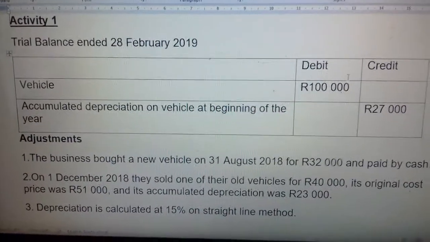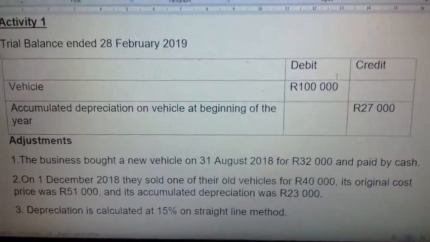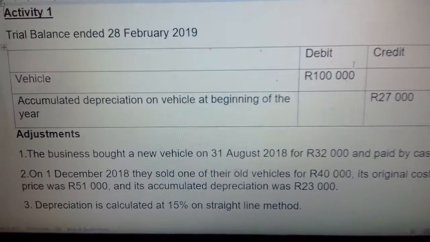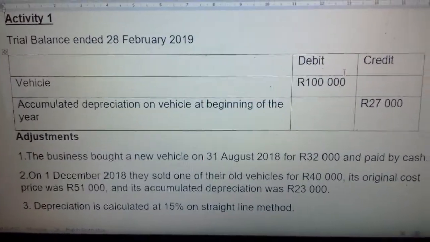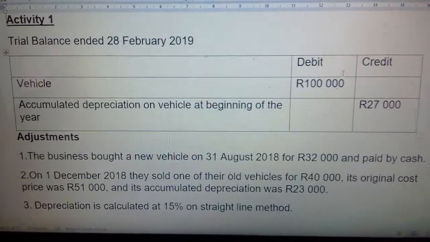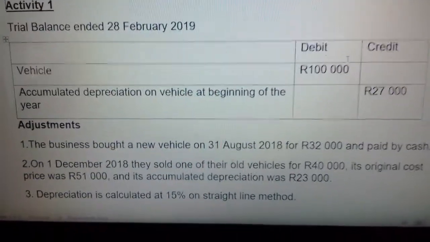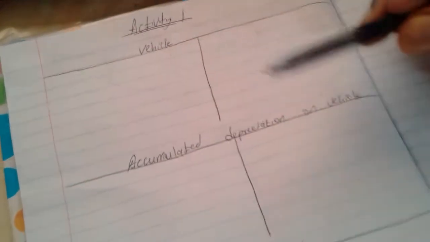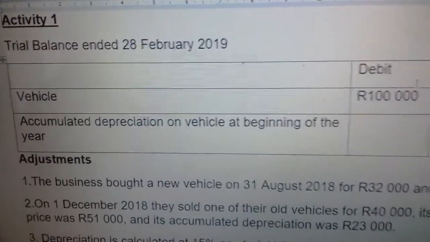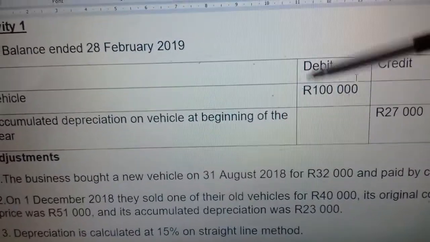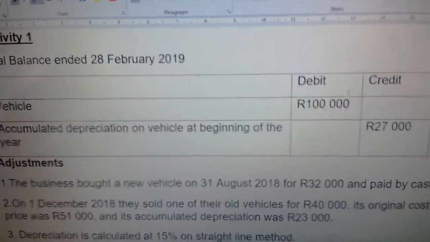I advise you to just pause the video and try to attempt this question on your own, and after that you'll get the solution. So let's commence with the solution. I've drawn my vehicle ledger account, accumulated depreciation ledger account, and also asset disposal ledger account. When you're writing accounting, you must record the figures which you got first.